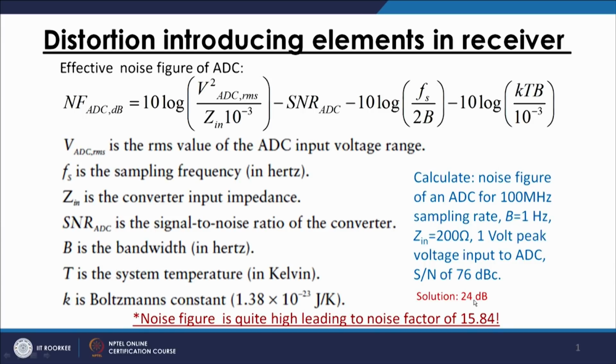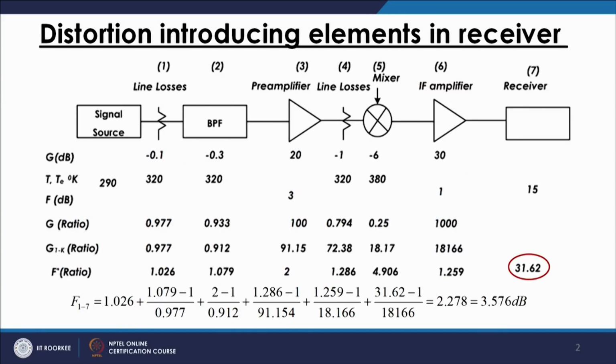Now, it is quite a high value, and if you calculate the corresponding noise factor by converting this dB back into the absolute form, you will get 15.84. Now, if you remember our previous example when we were calculating the noise figure of the whole system, the receiver portion was showing an exceptionally high noise factor. So, we can say that what we are achieving here is actually matching with this data, and the receiver, because of the ADC, has a very high noise factor.